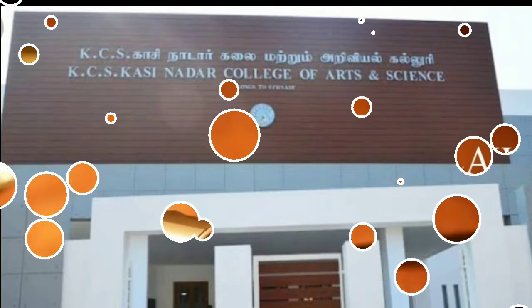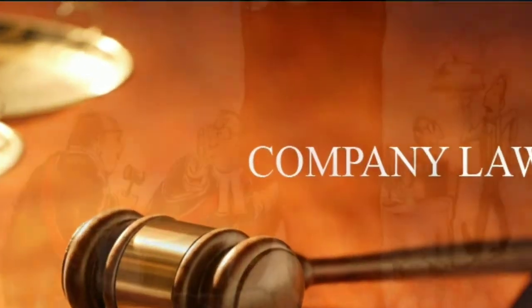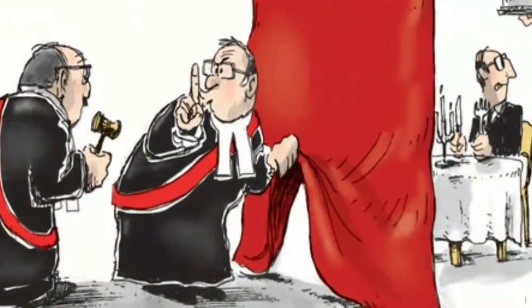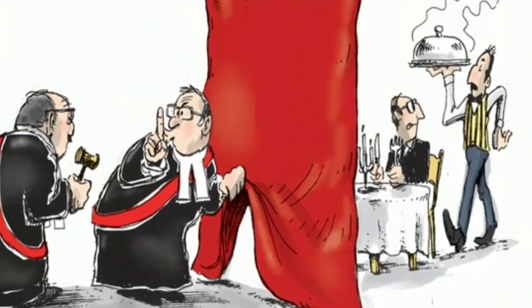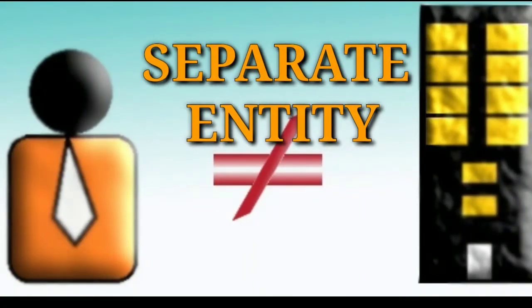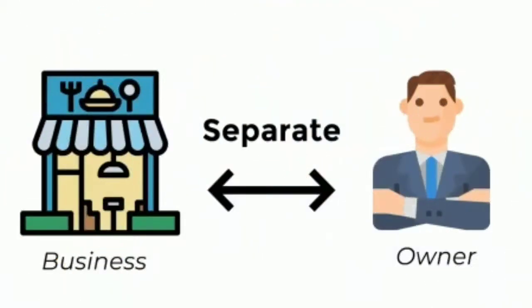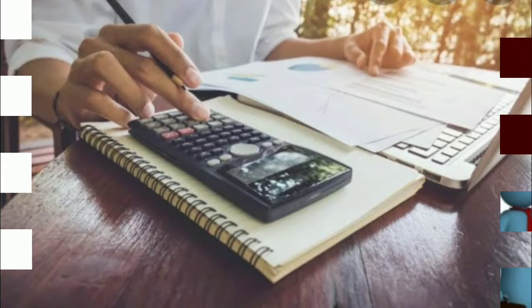Today we are all going to see one interesting topic in the company law subject, that is corporate veil and when it's lifted. Before we enter into the corporate veil, we all know what a separate entity is. The business is separated from the owner. They follow separate accounts for the business and separate accounts for the owners. It's known as a separate entity.